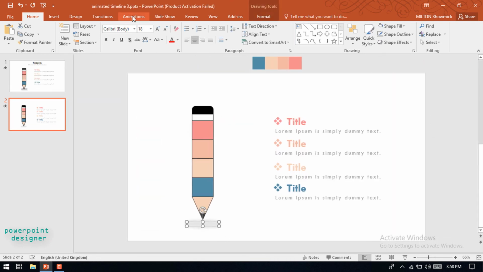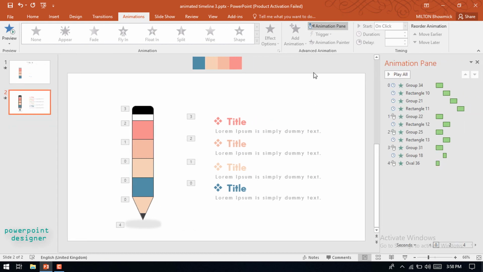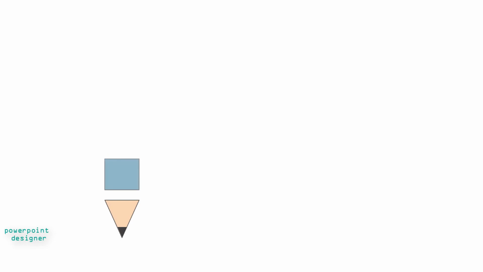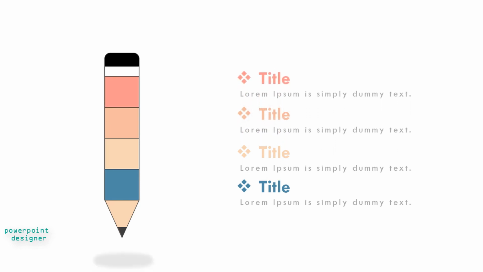This shadow will come from bottom to top. Let's see the animation. So here is the animated slide on Windows PowerPoint 2016.